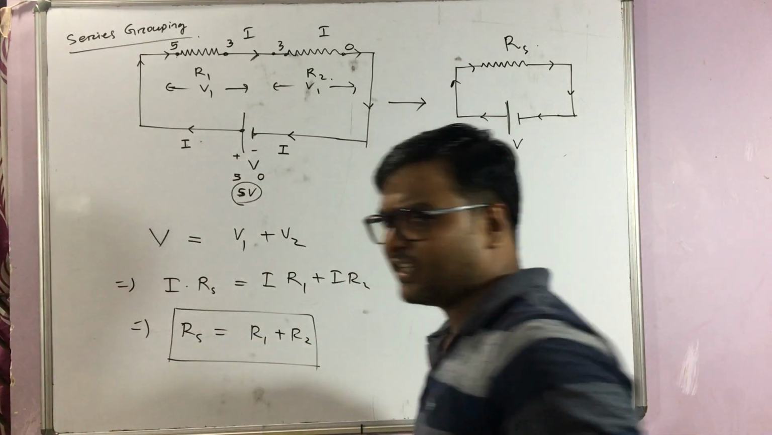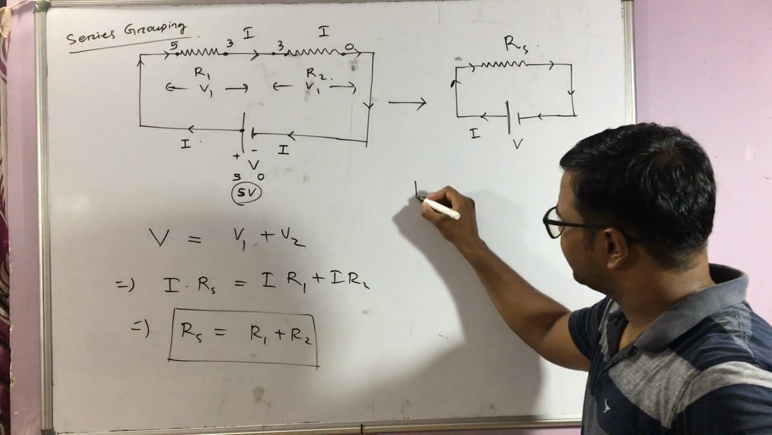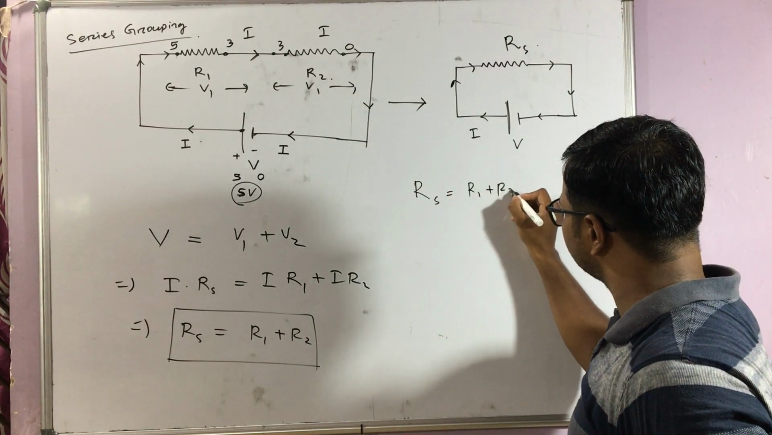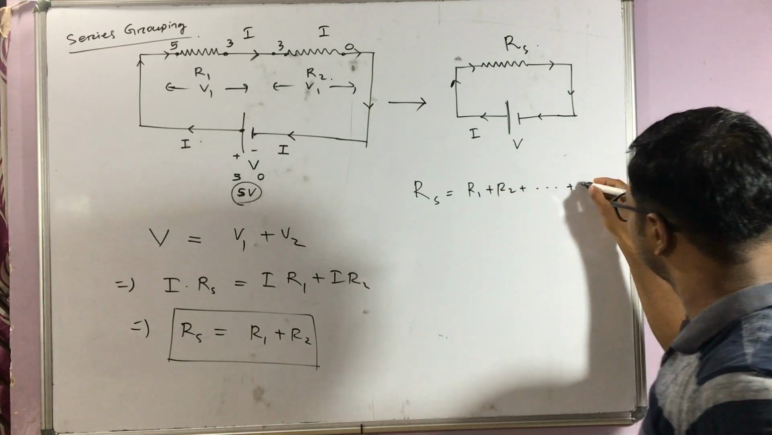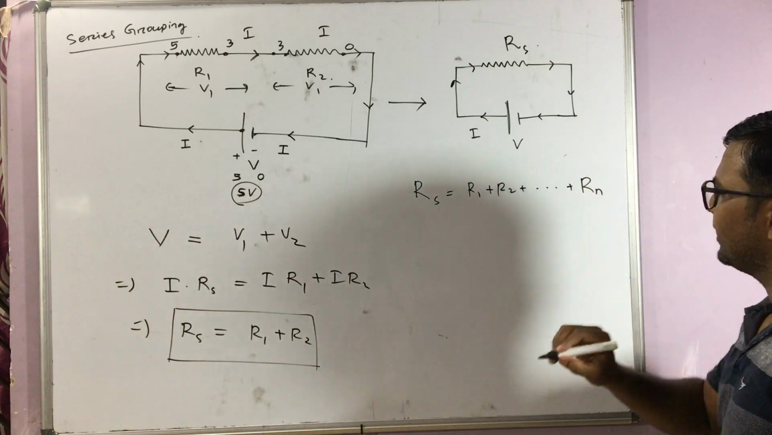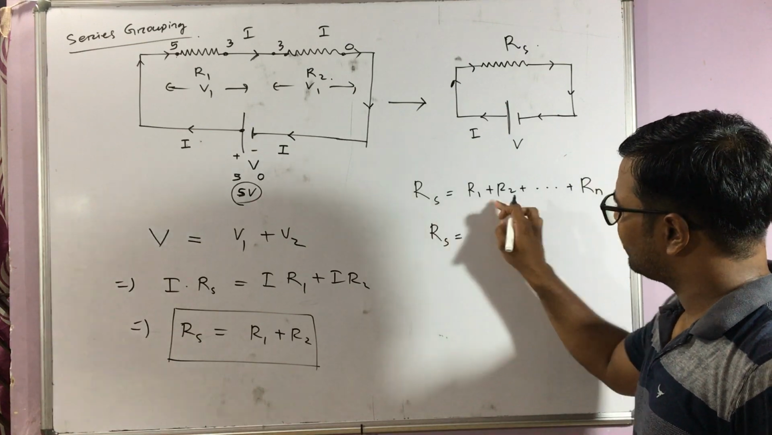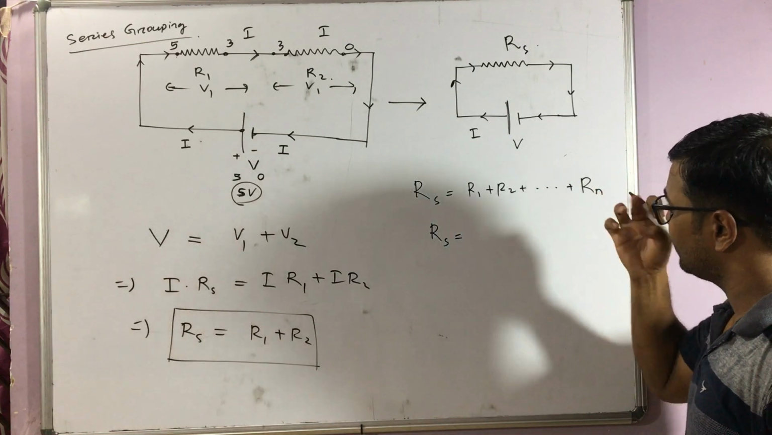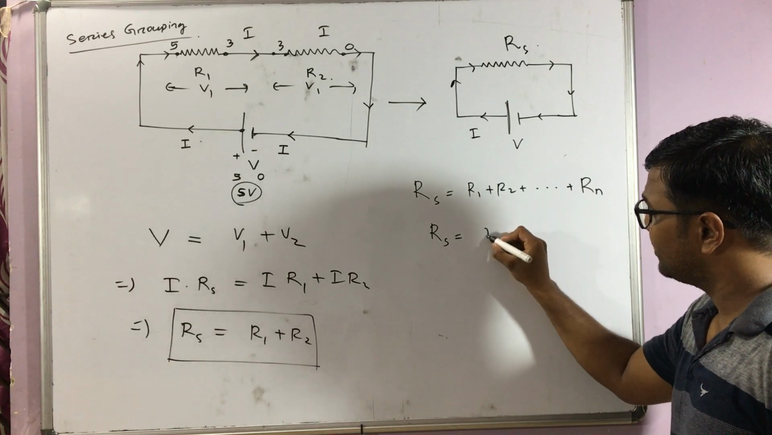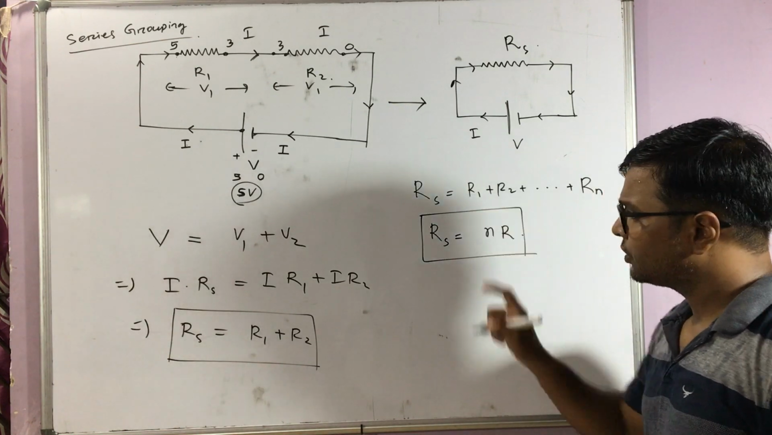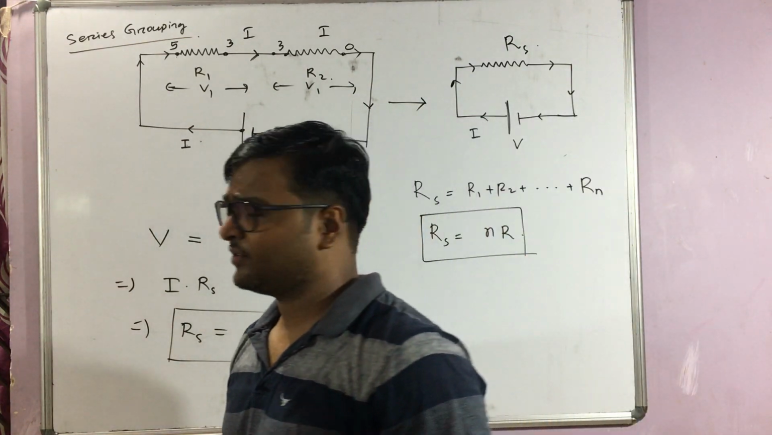If n number of resistances are connected in series, then the formula will be Rs is equal to R1 plus R2 up to Rn. And for n identical resistances, if R1, R2 up to Rn are all equal, then it would be n into R. Got it? So this is your series grouping of resistances.